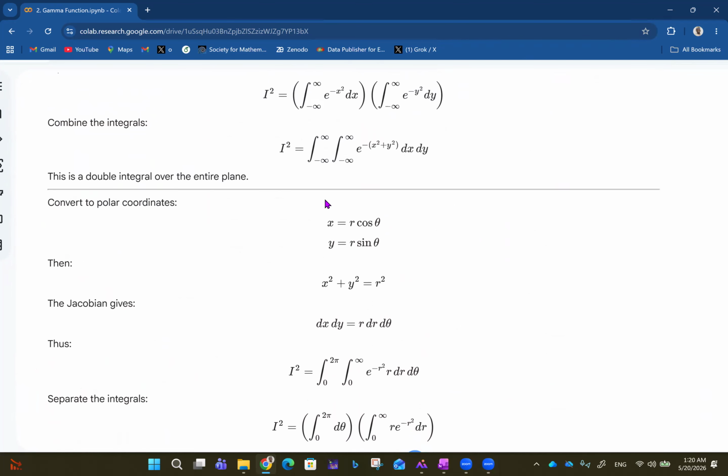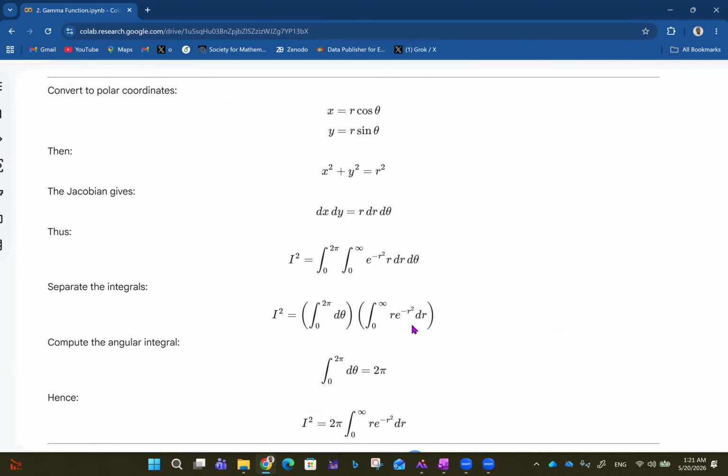First of all, if you say x is equal to r cos theta and y is r sin theta, then x squared plus y squared will be r squared cos squared theta plus r squared sin squared theta. If you factorize r squared, that will be r squared into cos squared theta plus sin squared theta, which is 1. So x squared plus y squared is r squared. Then the Jacobian gives that dx dy is r dr d theta.